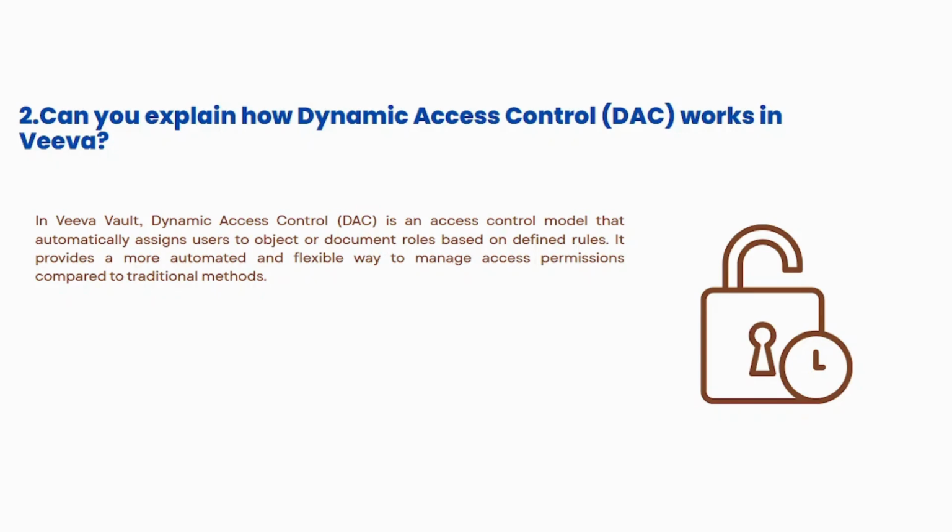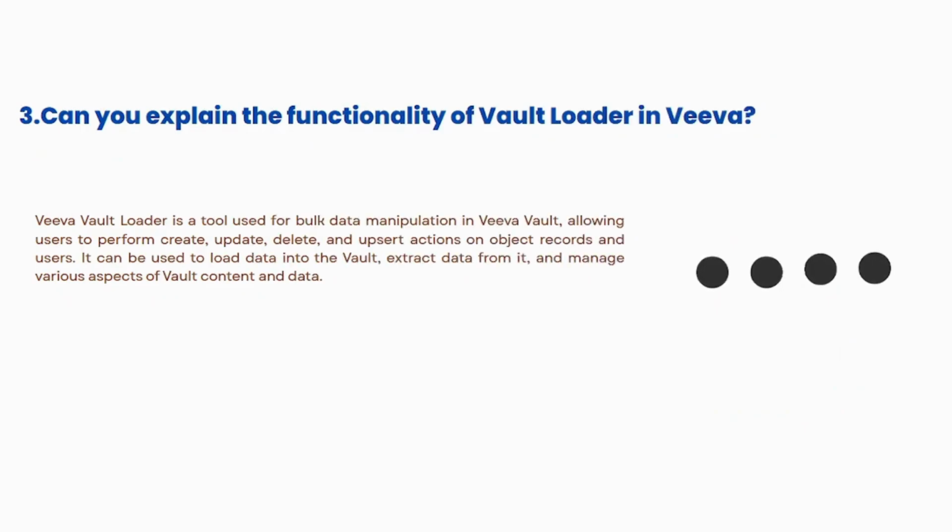Now, I'm moving to question number three, that is the functionality of Vault Loader in Veeva. That is also a very often asked question. So basically, you need to tell them how you use Loader in your day-to-day process. For manipulation of data or bulk load, you often use the Vault Loader to create, update, delete, or upsert an object record. And how you extract the data from it, how you load, that entire process, you need to describe or explain to them.